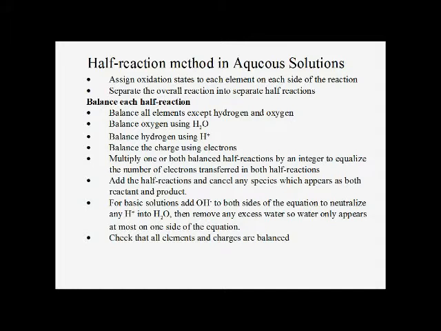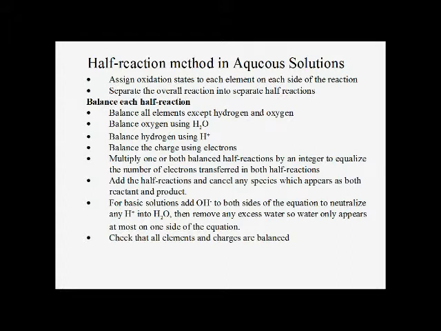The other method is the half reaction method. What we're going to do is completely separate the reaction into half reactions first, balance those, and then add the two half reactions together. So we have to start off the same way. We start off assigning oxidation states to each element, identify what's being oxidized, what's being reduced.